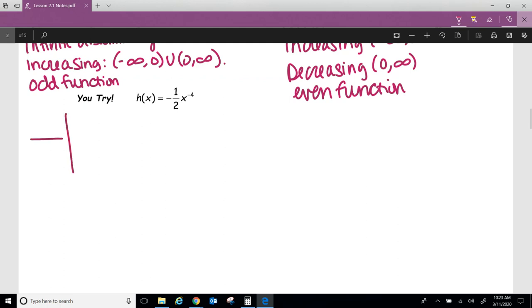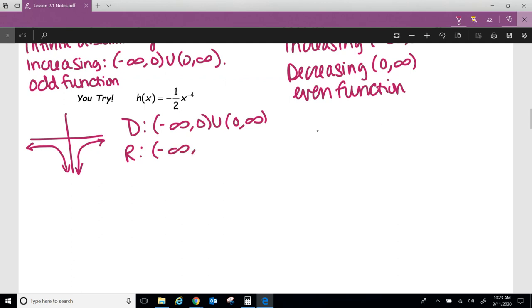All right, welcome back. So we got h of x is equal to negative 1/2 x to the negative 4. Well, because it's an even function, it would normally be in quadrants 1 and 2, but that leading negative coefficient says it is going to be down in quadrants 3 and 4. Our domain will still be the same. It's going to be from negative infinity to 0, and then 0 to infinity. But instead of our range being from 0 to infinity, we're going to be from negative infinity to 0. Still no x or y intercepts because of our asymptotes.